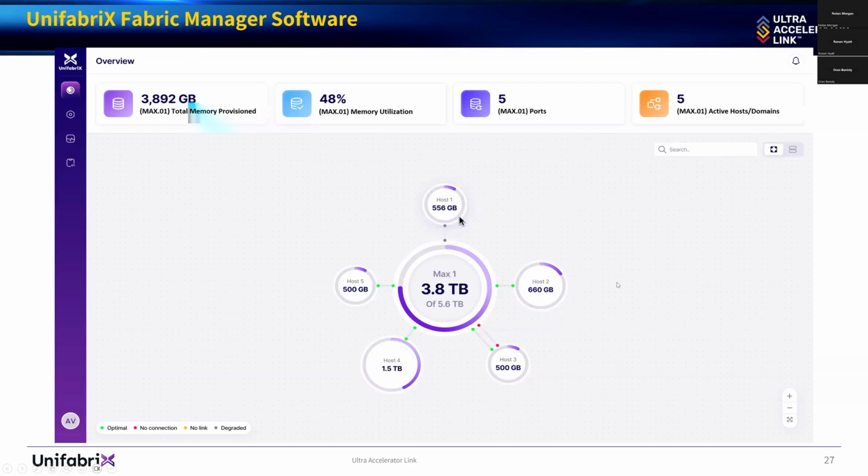This is an example of how it looks on the dashboard. In this example, there is a single memory pool of almost 6 terabytes with hosts, or memory consumers, connected to it. Sometimes there would be a single link. Sometimes there would be multiple links for redundancy or for higher bandwidth. And this shows the actual consumption from the memory pool.